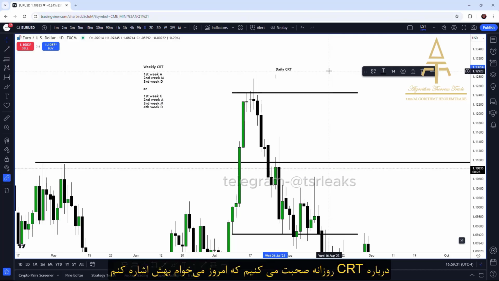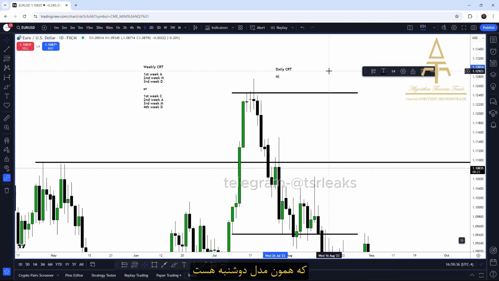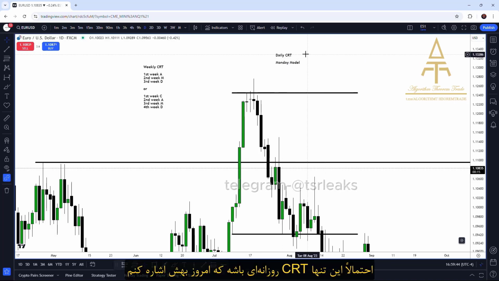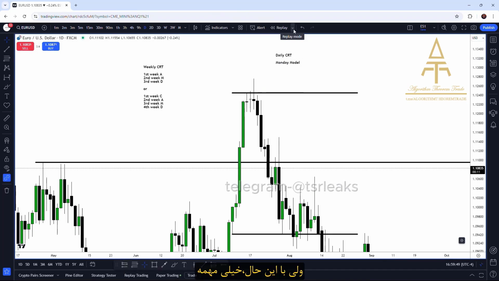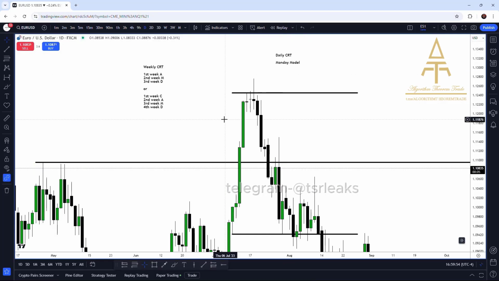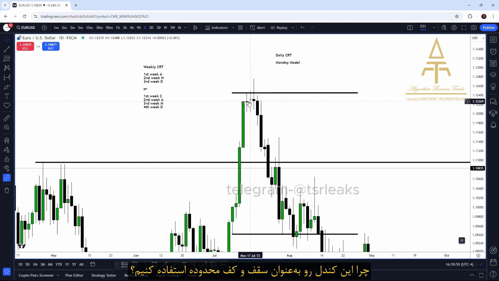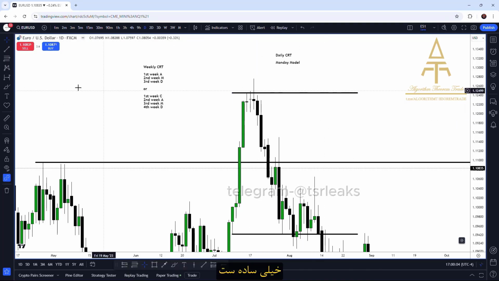We'll talk about the daily CRT that I want to bring up today, which is going to be the Monday model. Okay, this is likely going to be the only daily CRT that I bring up today. However, very important. Why not use this candle? Why not use this candle? Why use this candle as the range high and low? Very simple. Very, very simple.